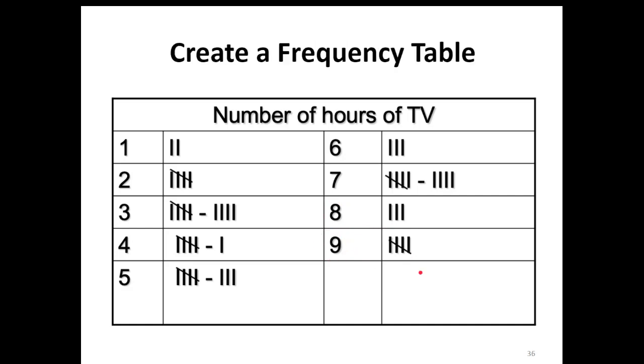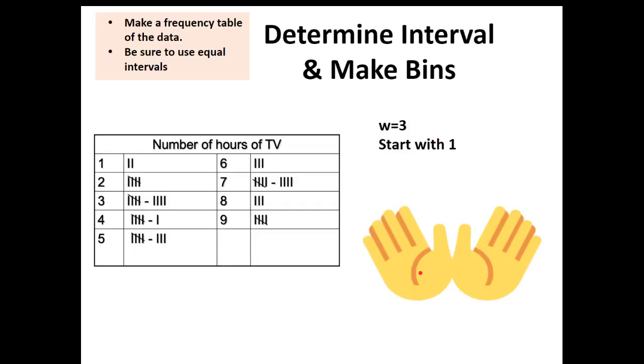So let's look to see how we can create a frequency table with this information. The first step is that you want to determine the interval to start making the bins that you're going to be working with. For this class, I'm going to always give you the information like how wide the bin is going to be, what the bin width is, and what number you're going to start with.